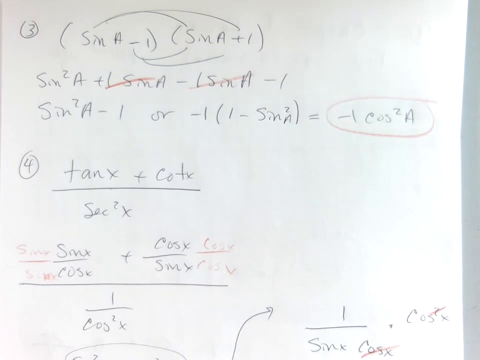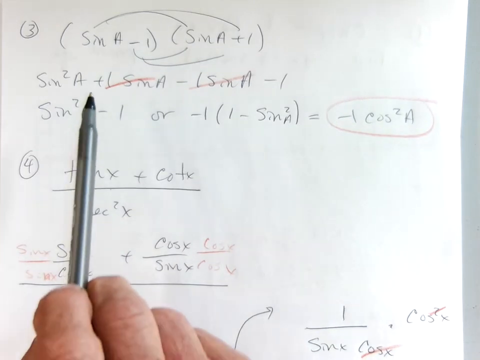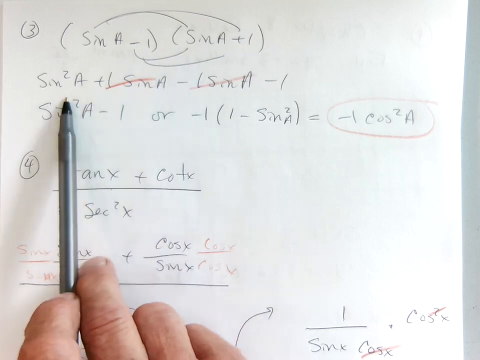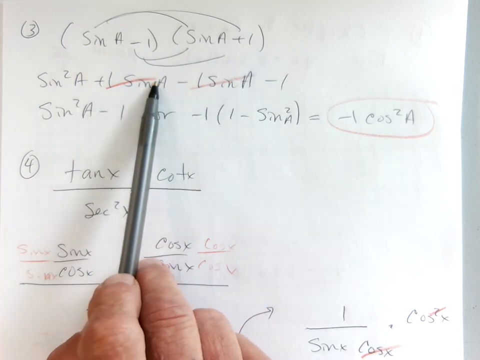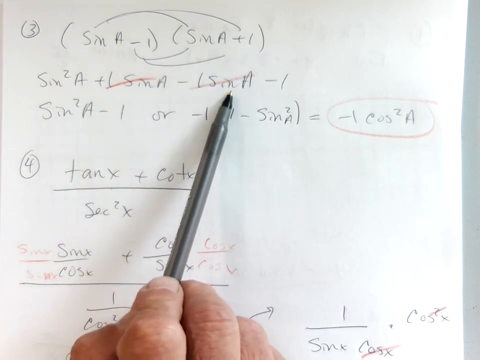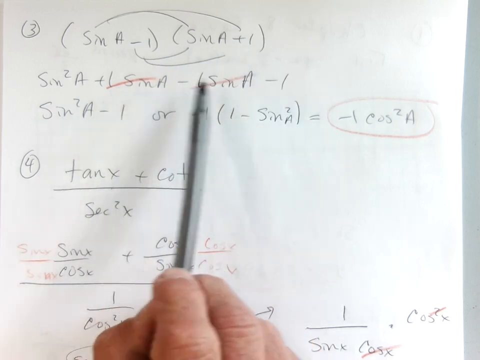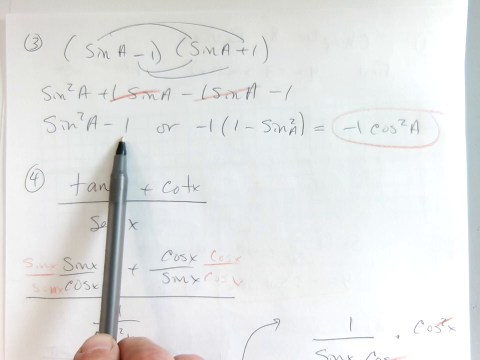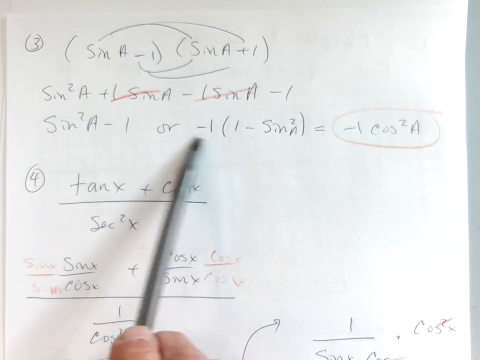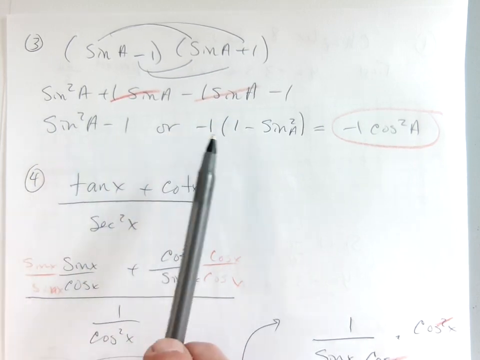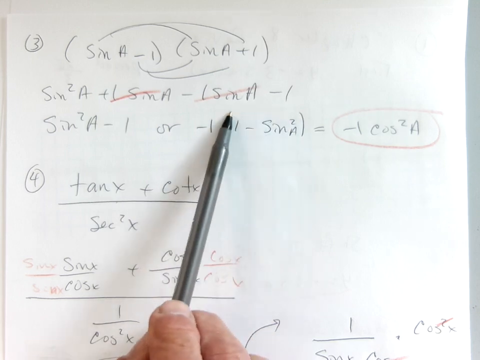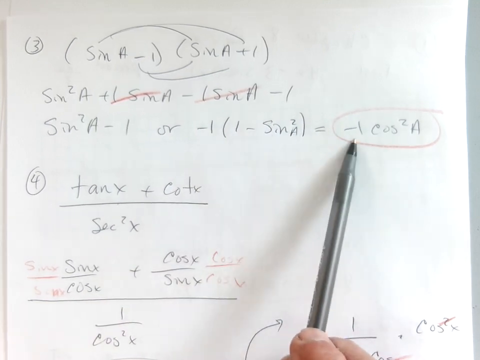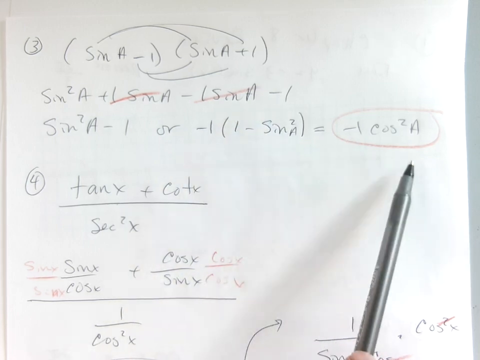Identities. All right, so on number 3, I foiled sine times sine, sine squared, sine times 1, 1 sine, -1 times sine, negative sine A, and -1. These two will cancel, and I'm going to put the sine squared minus 1. That's not quite the identity one, but if I factor out a -1 from this expression, I'll get a positive 1 minus sine squared, and that is an identity. That's going to be a cosine squared. That's a cosine squared, but a -1 cosine squared.